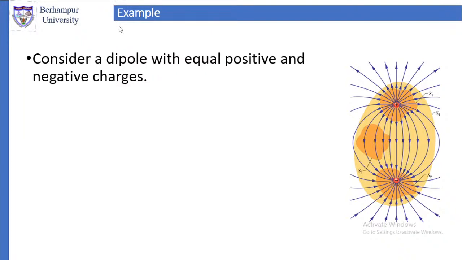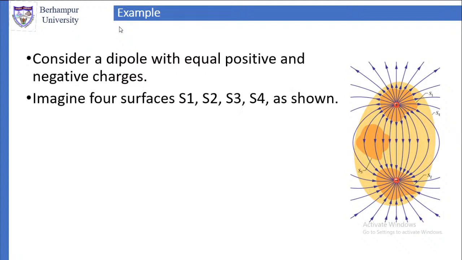Now let us consider another example. Consider a dipole. A dipole, as you know, has equal positive and negative charges. Positive charges form one pole, negative charges form another pole. In this dipole, around the positive charges we form a surface, and around the negative charges again we have a surface. So this will be surface 1 and surface 2.